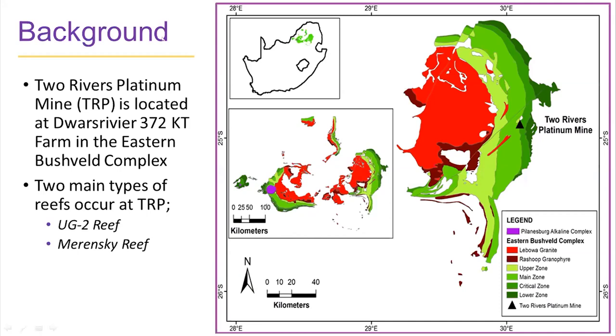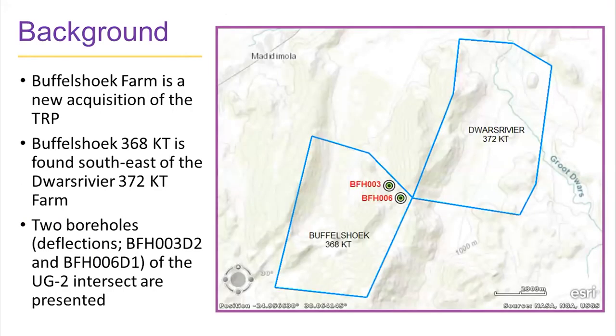Buffelshoek is southeast of Cross River, which is the main farm for the Two Rivers Platinum Mine. And in this presentation, I will be looking at two boreholes that were drilled there, and in particular, the deflections of these boreholes.